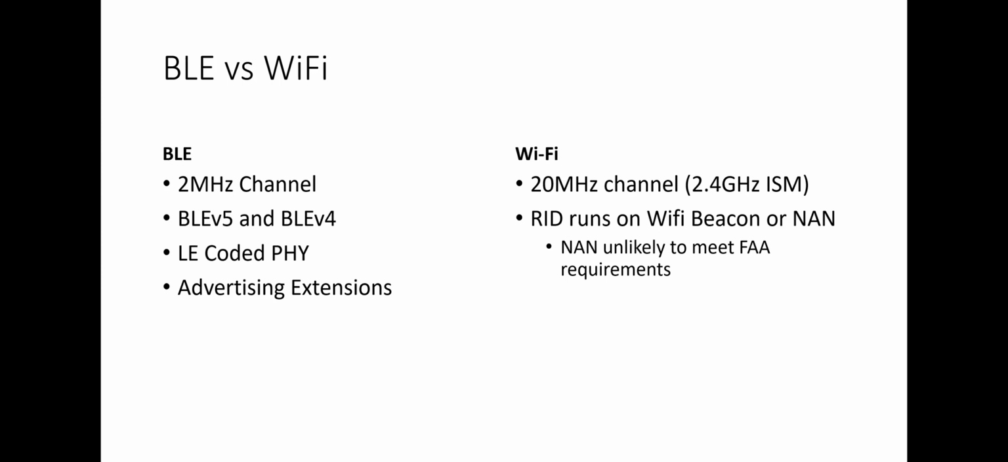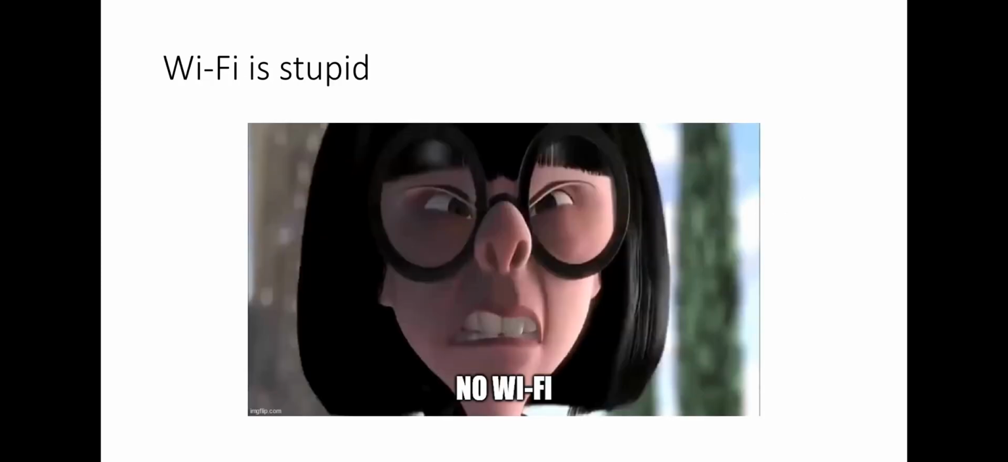In Wi-Fi, you end up with a 20 megahertz wide channel running in the 2400 to 2485 spectrum, which is our 2.4 gigahertz ISM band here in the US. Remote ID will run on Wi-Fi beaconing, or it'll run on NAN. However, NAN is not likely to meet the FAA requirements, so I would just stick with beaconing. There's a bunch of other negatives about Wi-Fi, which leads to Edna Mode from The Incredibles. No capes, no Wi-Fi. We're good.